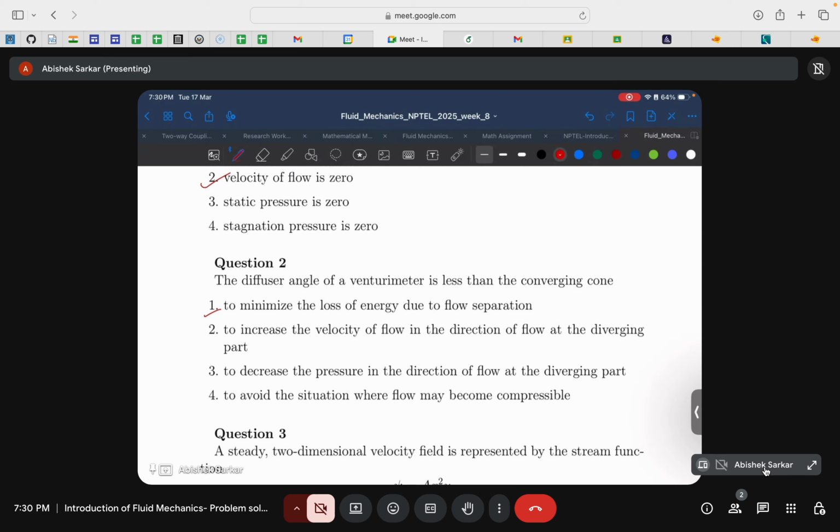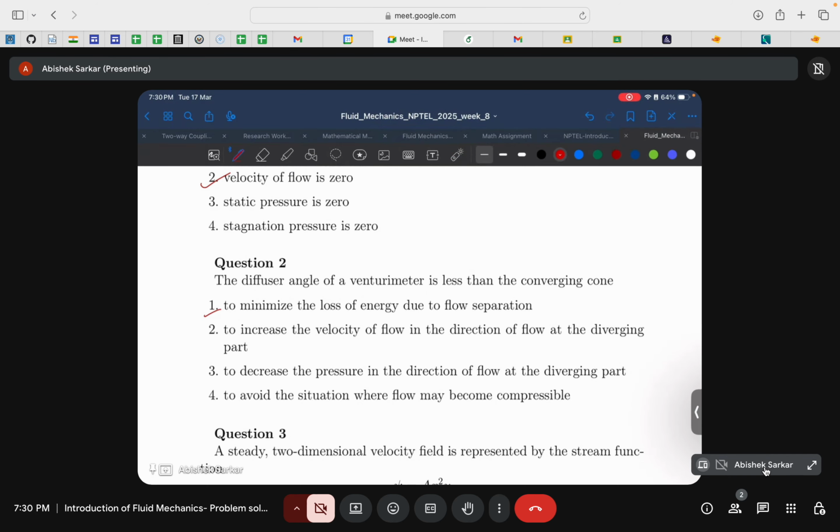Option 2 is not correct, because we are not increasing the velocity at the diverging part, of course. We are not decreasing the pressure in the diverging part either, so 2 and 3 are not correct. 4 is also not correct because the flow is not at all in a regime where compressible effects can be considered. So option 1 only turns out to be the viable answer.